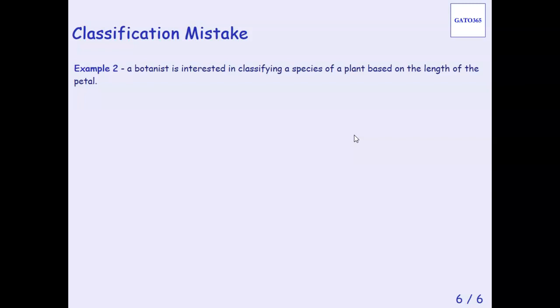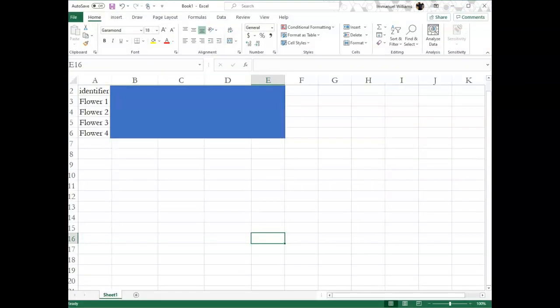Now, when it comes to classification, we have to start with an example. It's a little bit tricky, a little bit different. The example here is a botanist interested in classifying species of a plant based on the petal length of the petal. To understand classification mistakes or classification errors, we use something called a confusion matrix. And the thing is, it is confusing. So what we're going to do is learn from example.